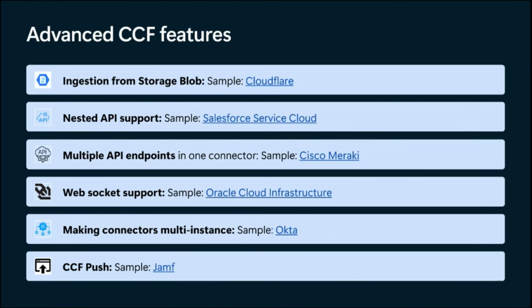You can now also make connectors multi-instance. One of such connectors is Okta. We will rapidly expand this capability as well to other connectors where there are requirements around multi-instance. And CCF push, one connector which we built along with our ISV providers is Jamf, where the required secret and ID is configured to kind of push the data into the Sentinel workspace directly.